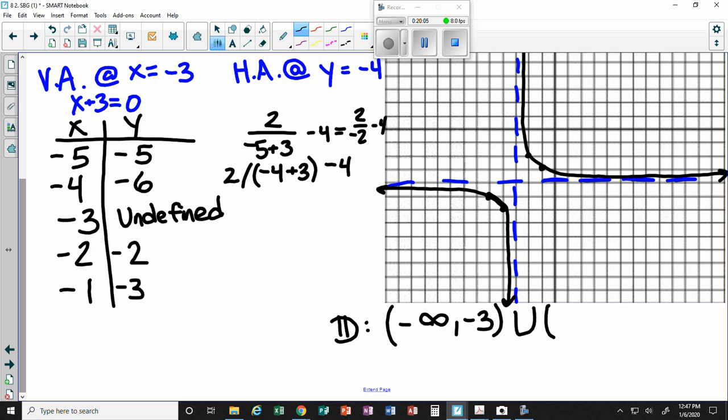Then from what? And it starts on the other side of -3 and goes up to what? Infinity. So what that says is the domain is everything but -3. There's a break at -3.